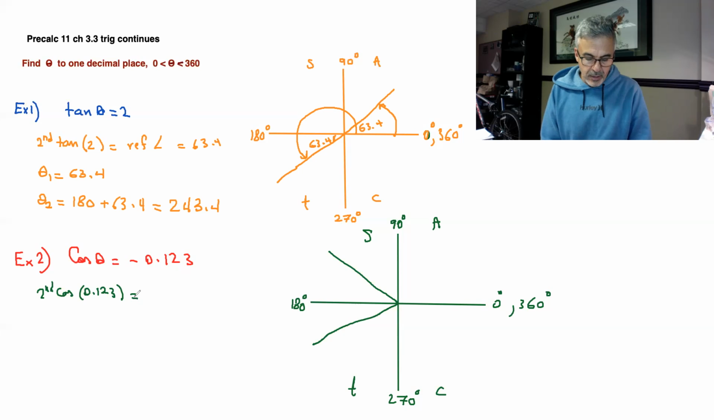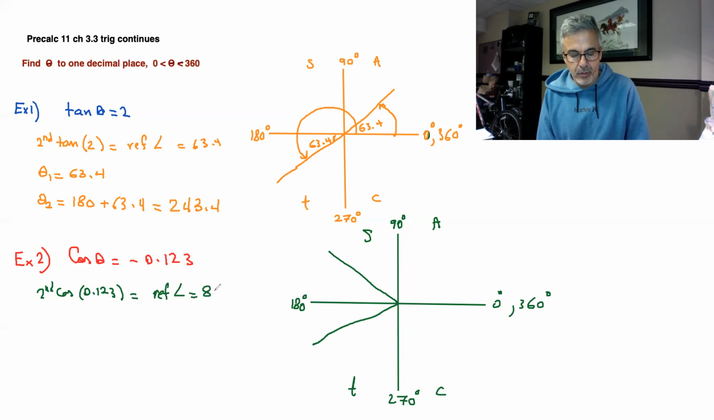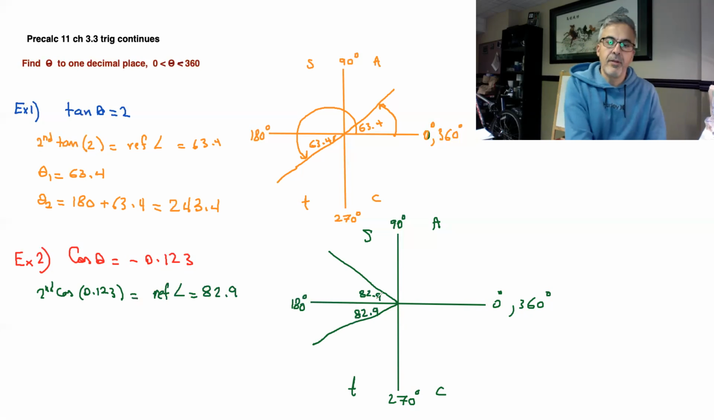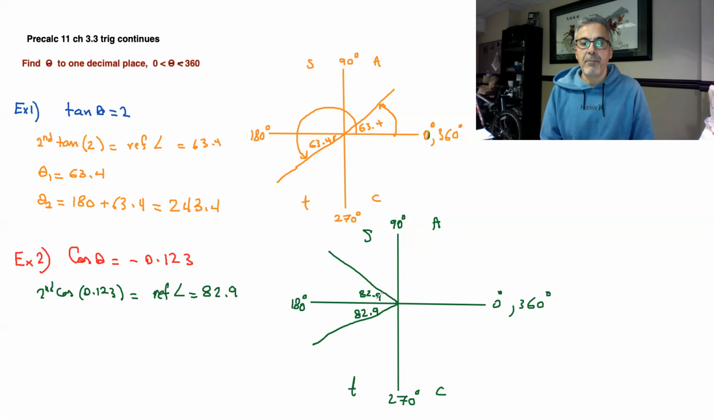Okay, so second cos 0.123, and that gives me 82.9. So the reference angle is 82.9. So 82.9 right here, and 82.9 right there. And therefore, we want to find this angle, theta 1, and we want to find the other angle, theta 2.